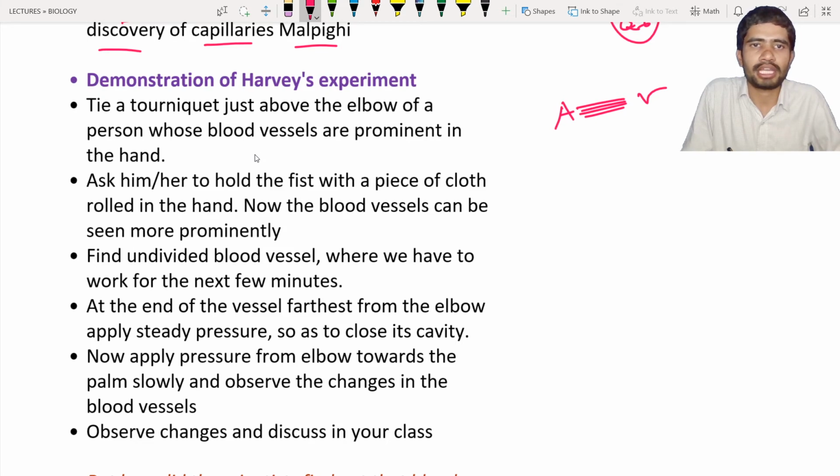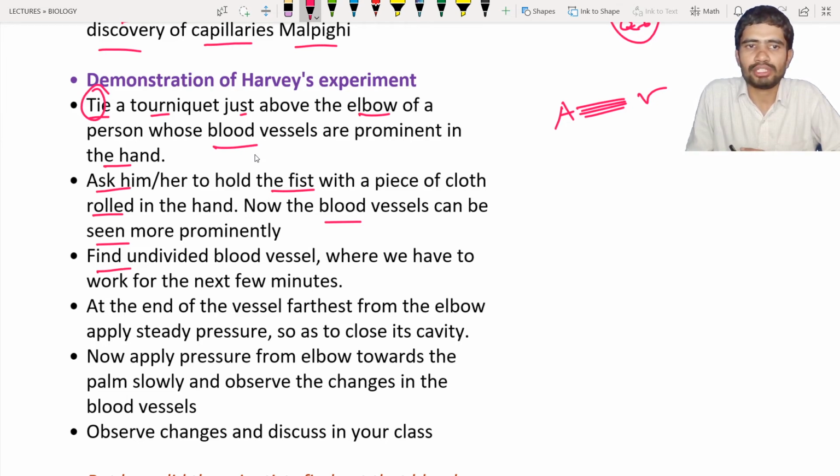This shows how Harvey identified the blood vessels in the hand and so on. To do that, you have to tie a tourniquet just above the elbow. Elbow means here. Just above the elbow, you have to tie a thread-like thing, or you can call it a small tie. You can do the same experiment with the help of a rope also. Tie a tourniquet just above the elbow of a person whose blood vessels are prominent in the hand. Next, ask him to hold a fist with a piece of cloth rolled in the hand, and as a result pressure will be applied and the blood vessels will appear more prominent, more clearly.